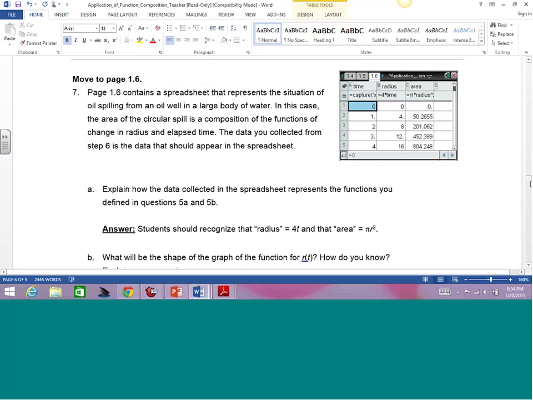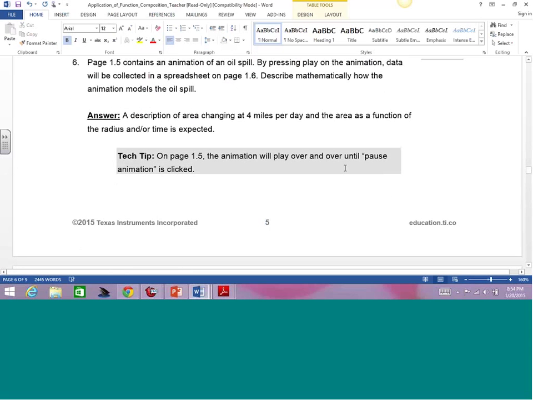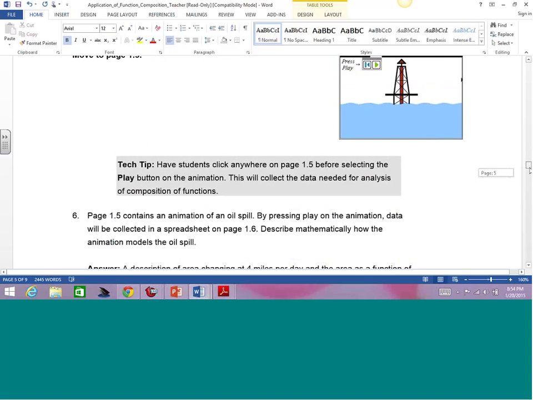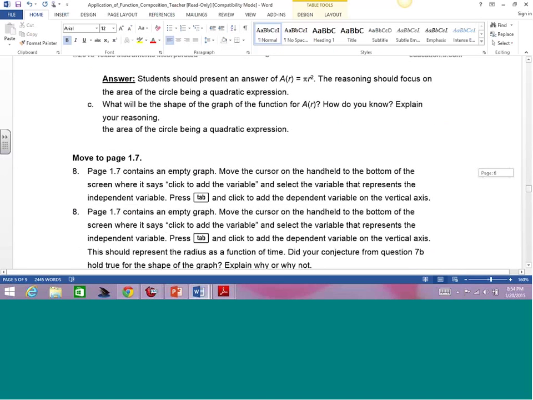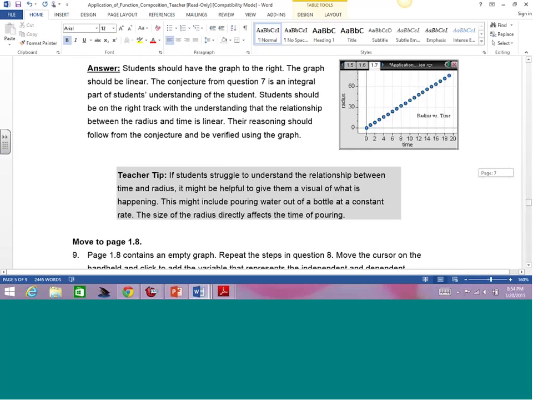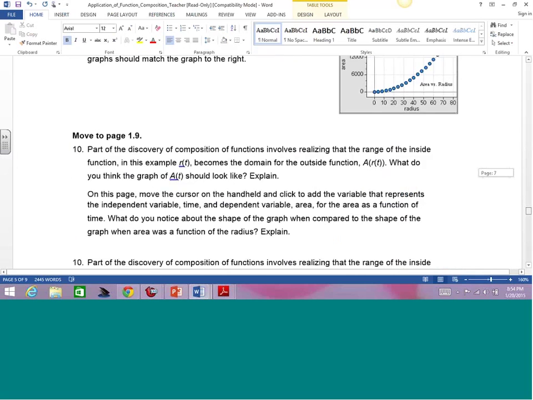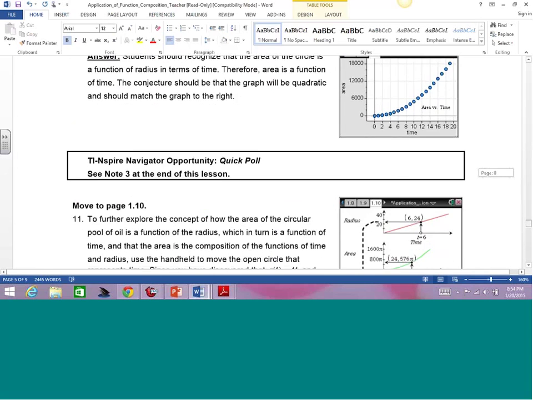Yeah, so the tech tips are here. There's a tech tip right here, pause animation. So with these teacher documents, there's tech tips everywhere. So if you're not sure how to do something, even if it's grabbing something, tech tips are distributed all through these teacher documents.